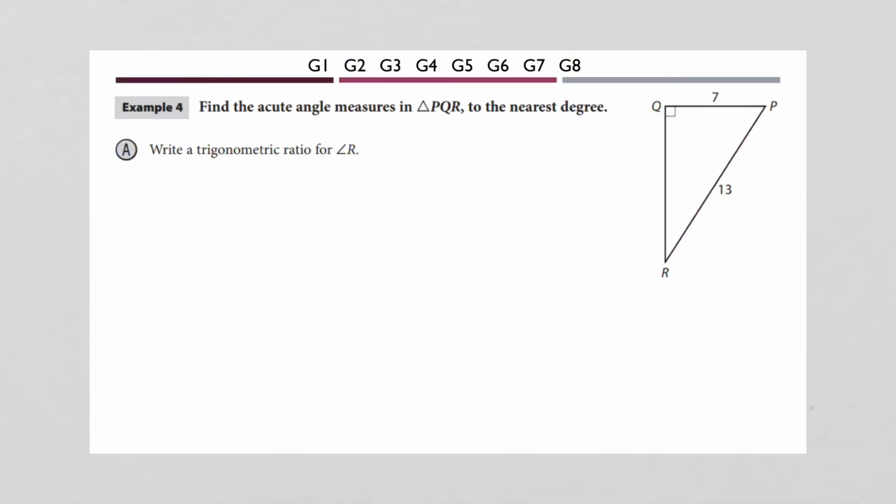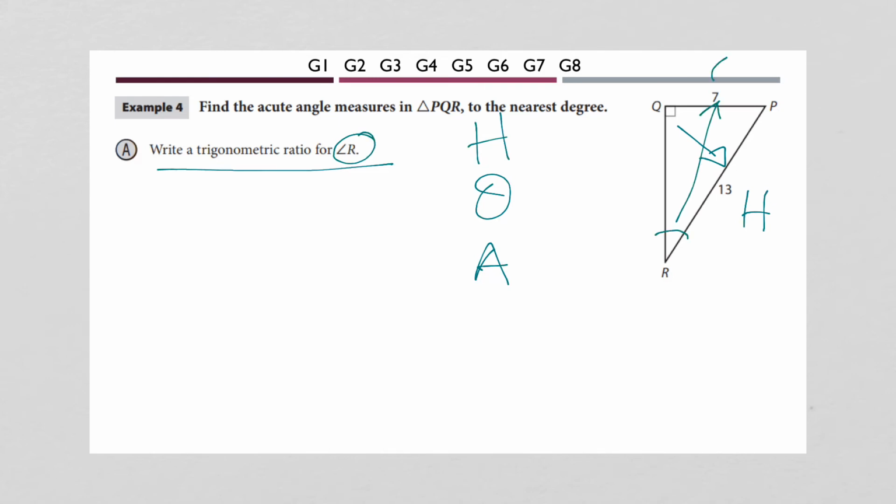Example 4 has 2 parts, A and B. So we're going to do this one together. This is the last example, so A and B. It says find the acute angle measures in triangle PQR to the nearest degree. So step 1 says write a trigonometric ratio for angle R. So angle R, I'm going to write in my values. Remember, H is hypotenuse, then opposite, and then the adjacent side. So the hypotenuse is 13. Based on angle R, the opposite side is 7, which means QR has to be the adjacent side.